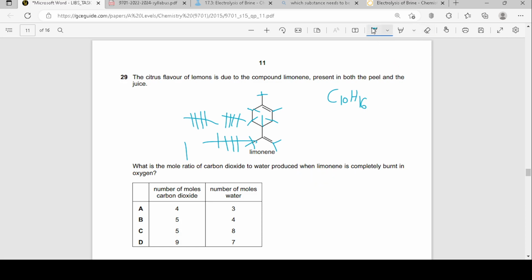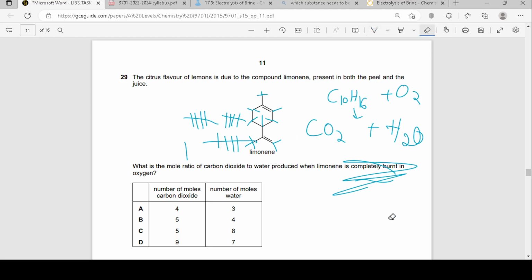So now you have CO2 and H2O formed, and it's completely burned in oxygen, right? So plus O2 gives you CO2 and H2O. I'm not bothering with balancing everything, but basically you get... okay, that's a problem. Did I count the number of moles of carbon dioxide right? C10H16. I think I did. But oh, okay, they're just talking about the mole ratio.